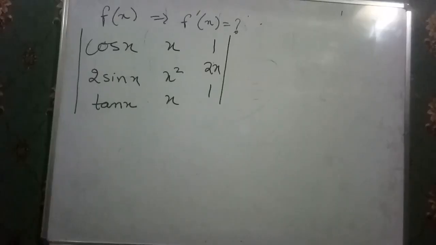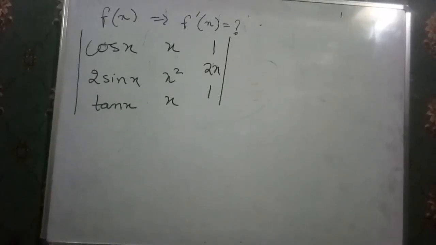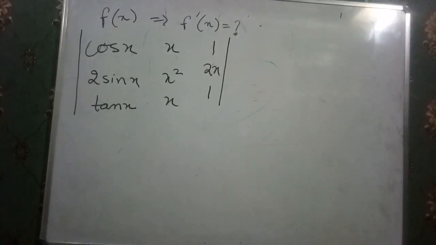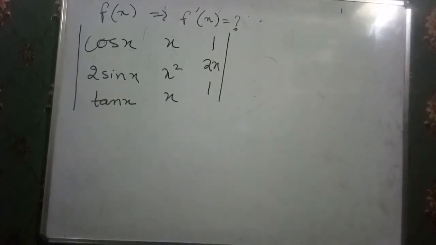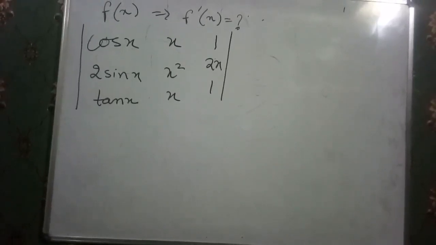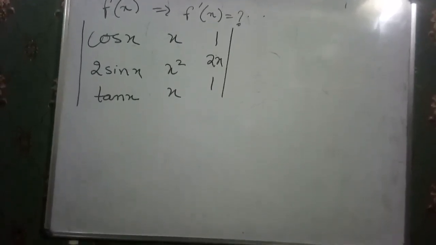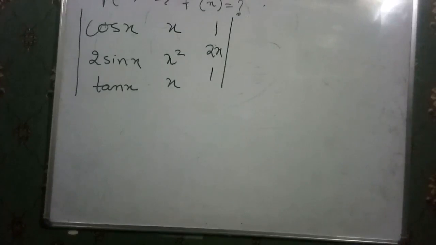Now you are seeing a question on your screen: f(x) is equal to the determinant with rows cos x, 2 sin x, tan x; x square, 2x, 1; and x, 1, 1. This is the value of f(x) and we have to find the value of f dash x. That means we have to find the derivative of this f(x). How will we find that? I'm going to explain it to you.